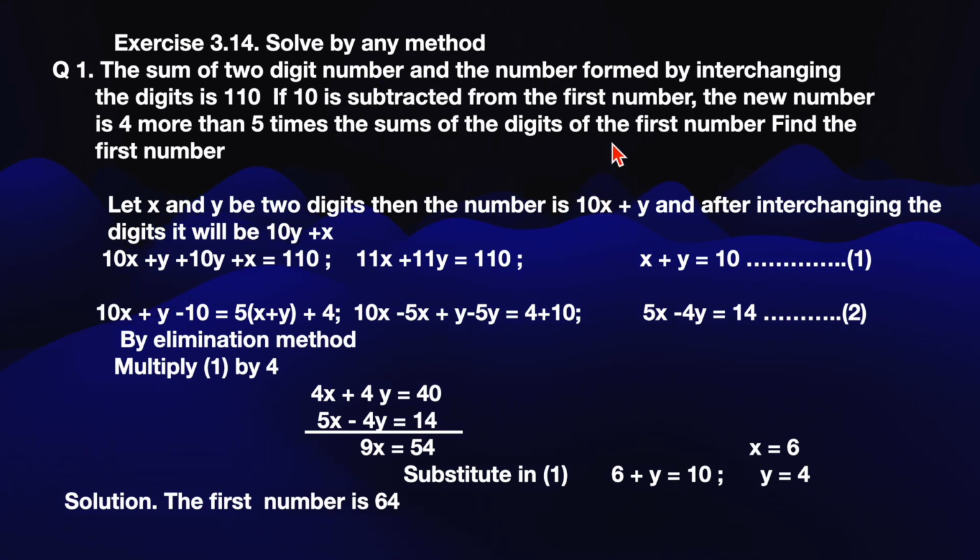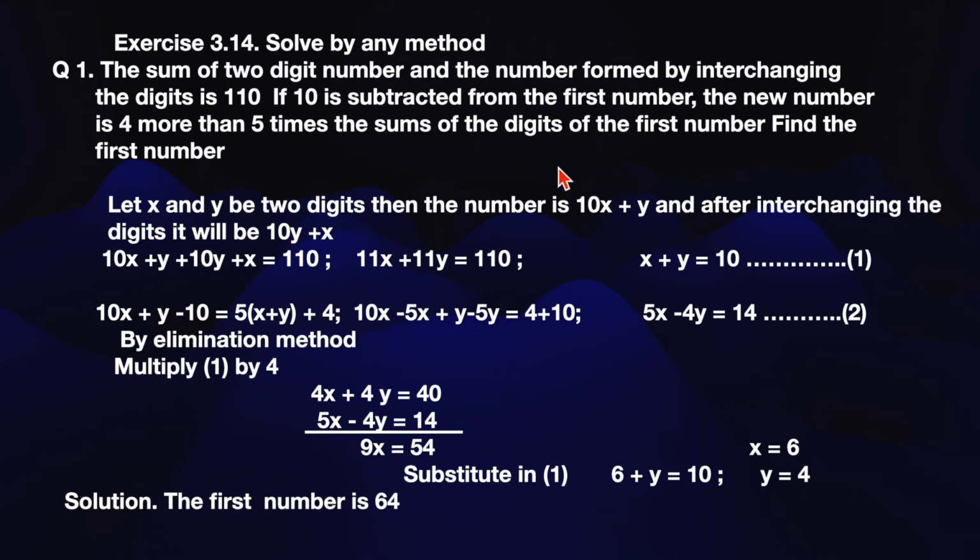Okay, and here we are going to write down the equation. So what they are saying, the sum of the two-digit number and the number formed by interchanging the digits. So let us interchange the digits. We get 10y plus x. So this is the original number, and this is the interchanged digits number. When you add these two, you get 110. So here it is, I have added it. This is equal to 110. Simplify it further, you get x plus y is equal to 10. So this is our first equation.